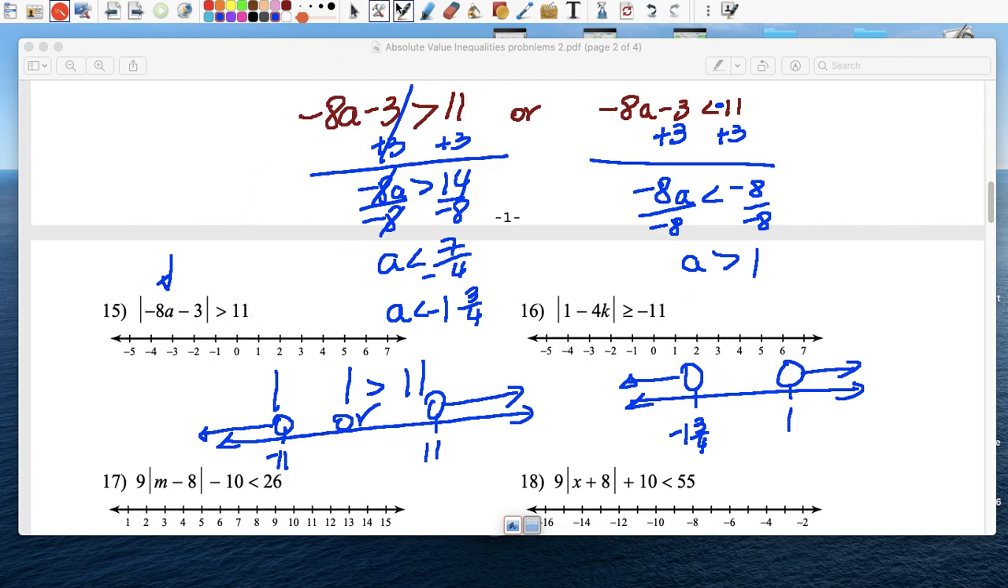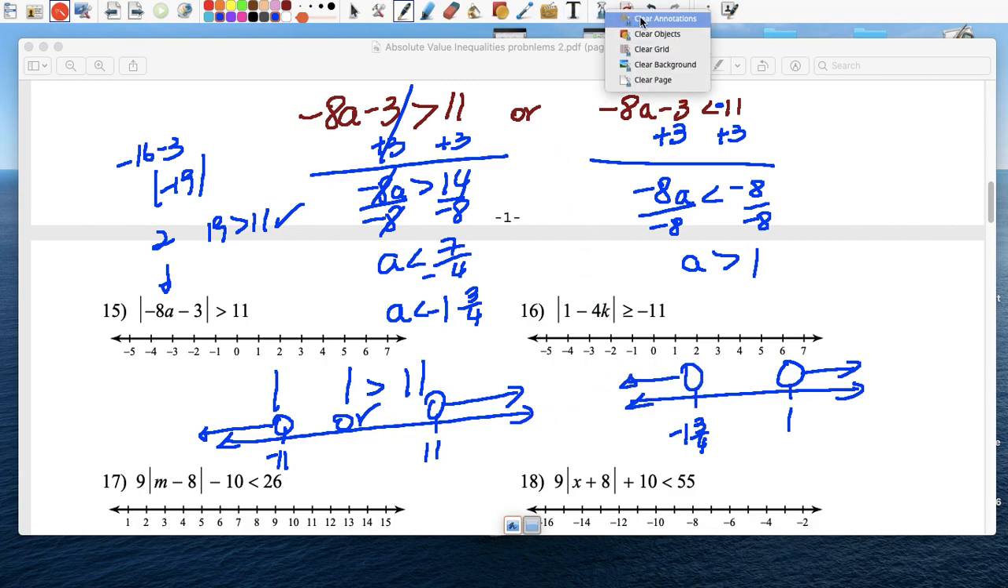Let's pick 2. Right? Because it says I can pick a number greater than 1. So let me pick 2 here. Negative 8 times 2 is negative 16. Negative 16 minus 3 is negative 19. Take the absolute value of that, and you get 19, which is greater than 11. So again, it works. And again, if you have time, pick another number that's less than negative 1 3/4 and see if it works. You'll see that it does.